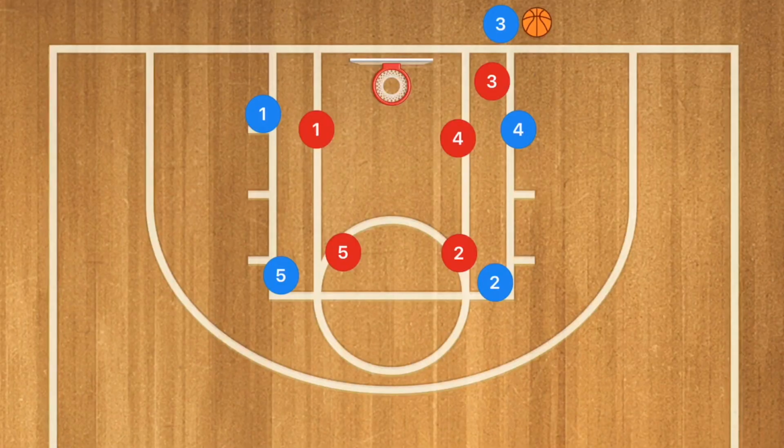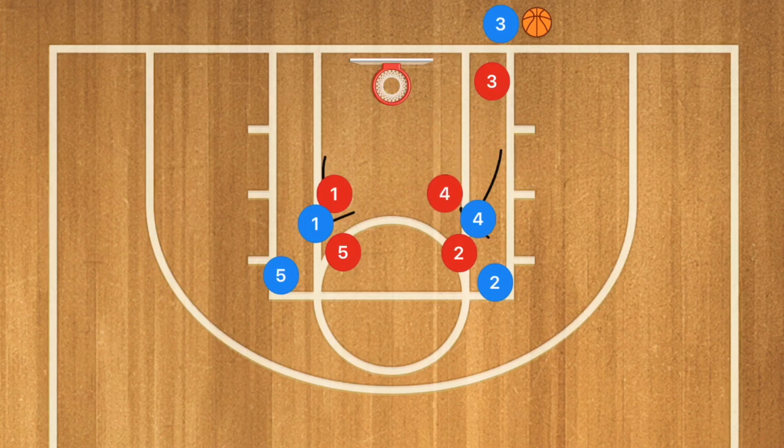Okay, so this first inbounds is looking very simple right now. It's a box inbounds. However, what we're going to be doing here is having player 4 set a screen up, same as player 1. Again, you're probably thinking, oh wow, this is pretty simple. However, the ending is not.